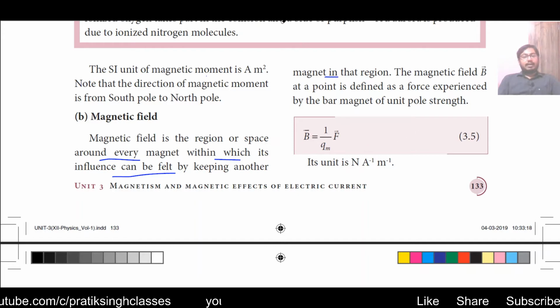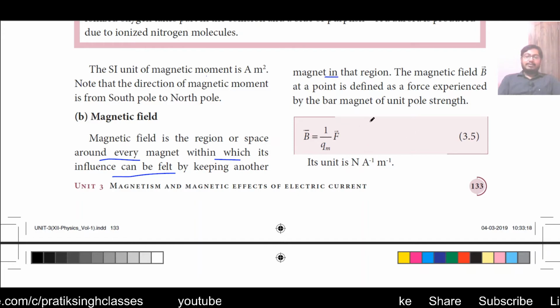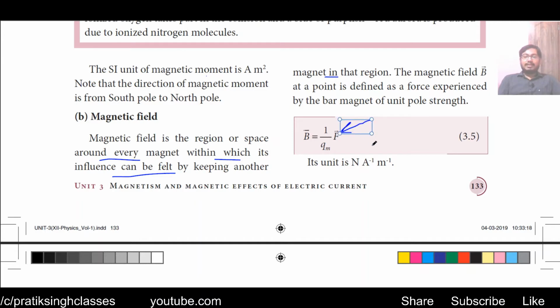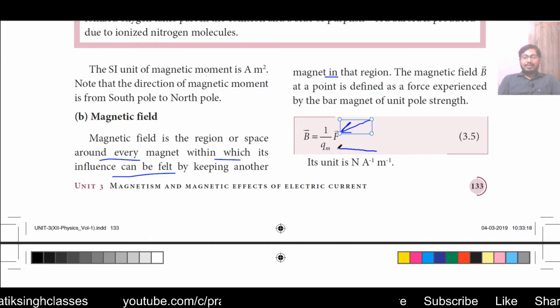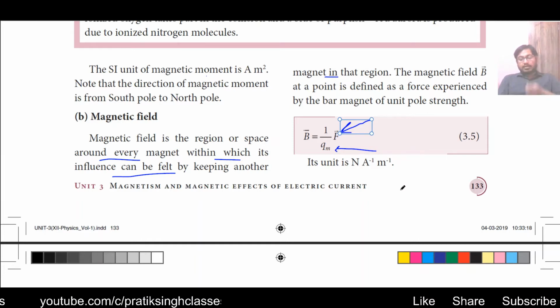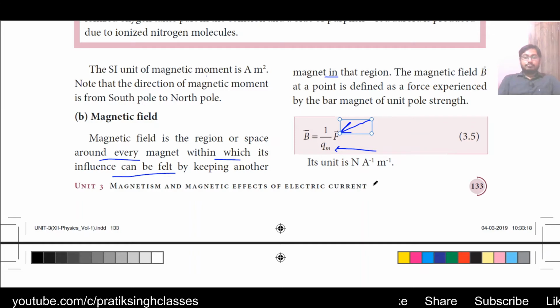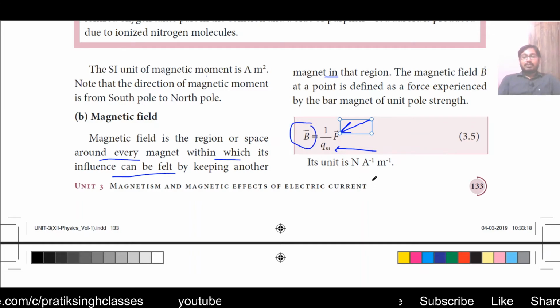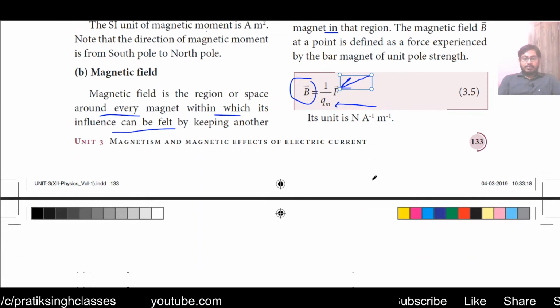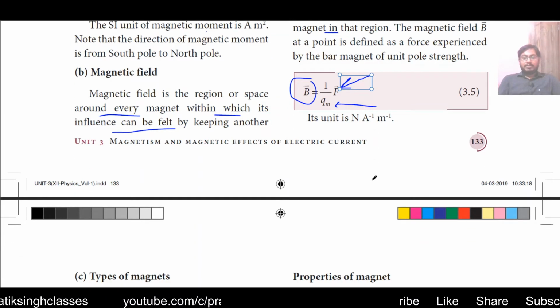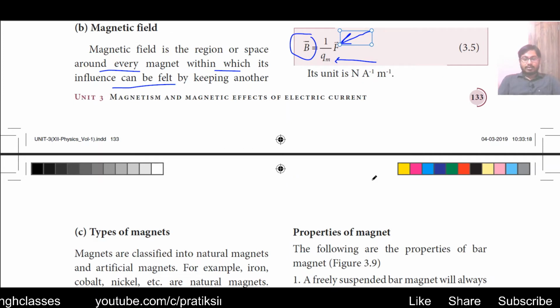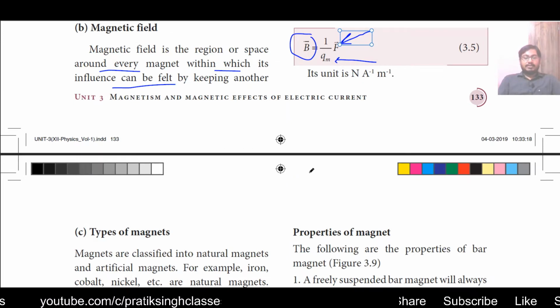As we know very well, the SI unit of force is Newton and the SI unit of magnetic pole strength is ampere meter. So the unit of magnetic field will become Newton per ampere per meter, or Newton ampere minus 1 meter minus 1, or you can also say Newton ampere inverse meter inverse.